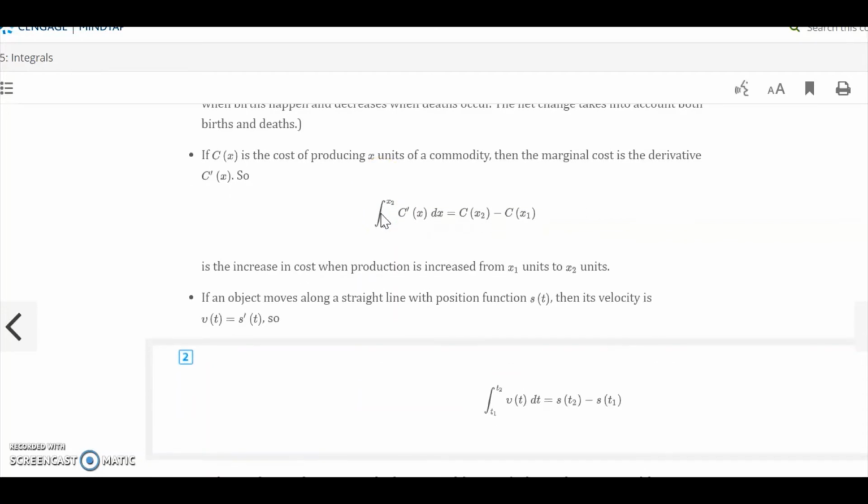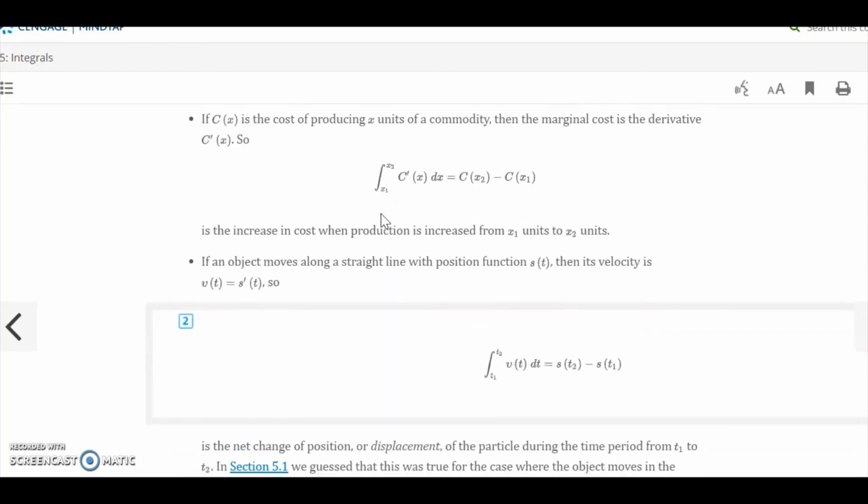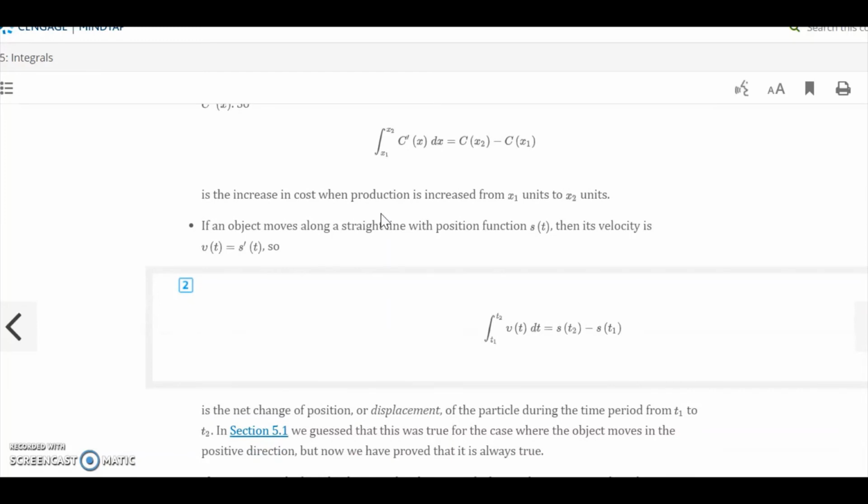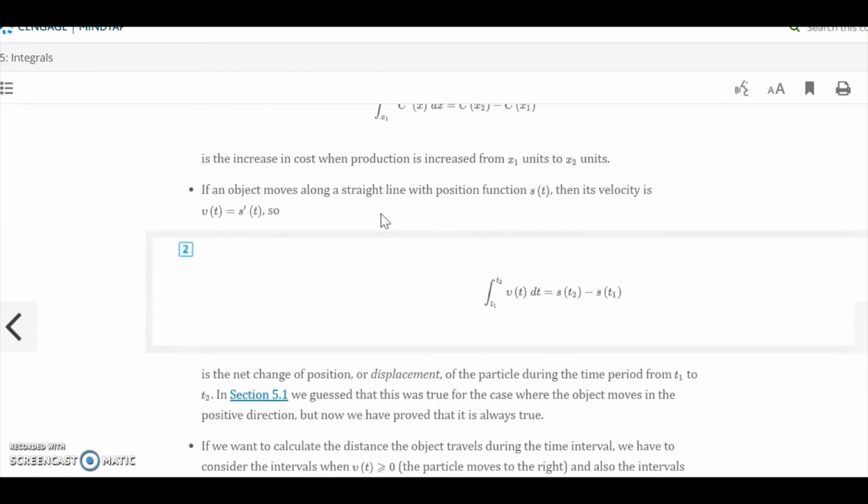So it's pretty similar to the different applications that we've seen for derivatives, except it's a little different of a take on it, where we're doing the opposite. So instead of taking the derivative, we're taking the antiderivative.